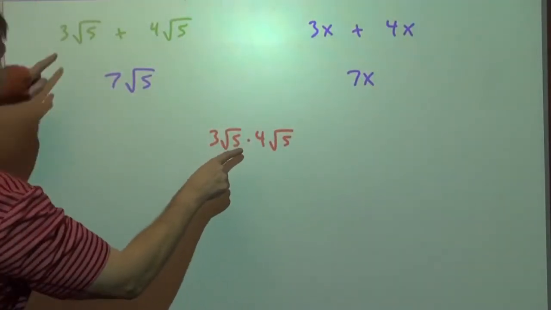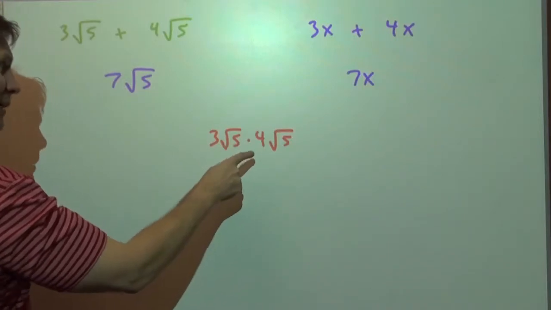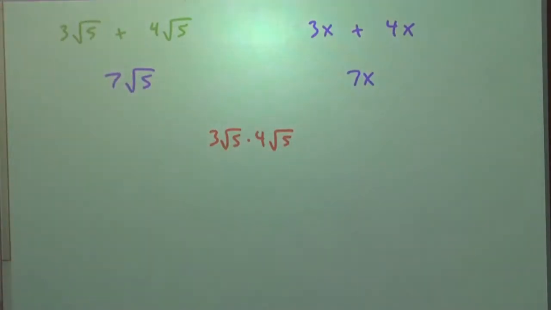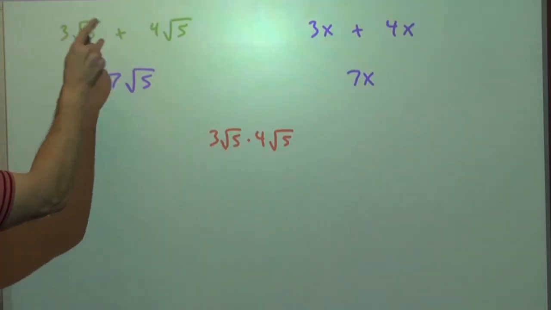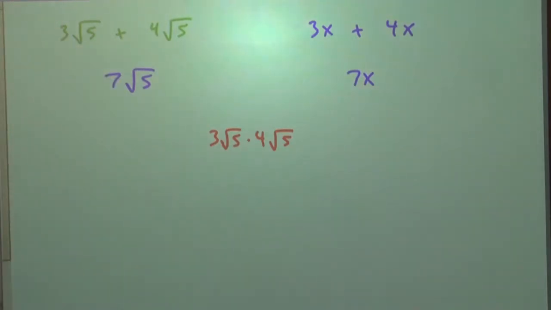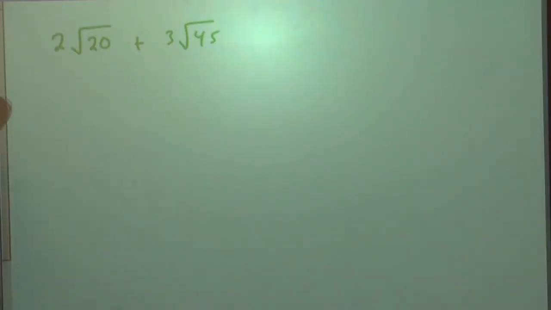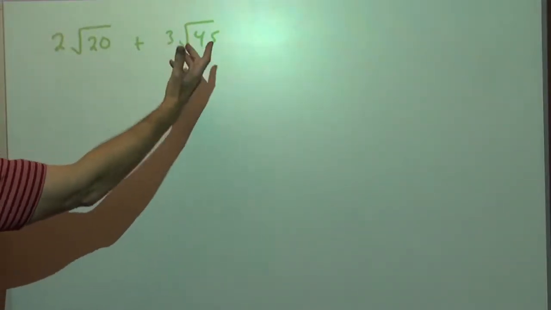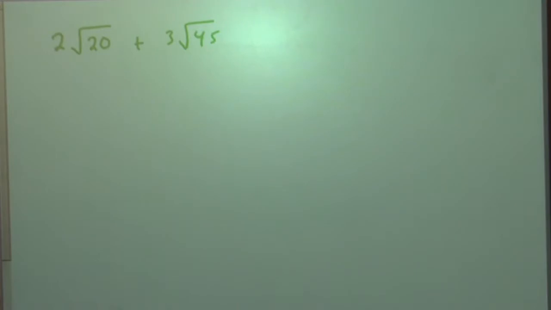If we were multiplying these two things together as factors, then radical 5 times radical 5 would become a 5, and we'd multiply all that stuff together. But that's addition, so we've got to be on our toes to recognize whether it's addition or multiplication. Here we can't even combine these two terms because they're not like terms. Or at least they don't look to be like terms.